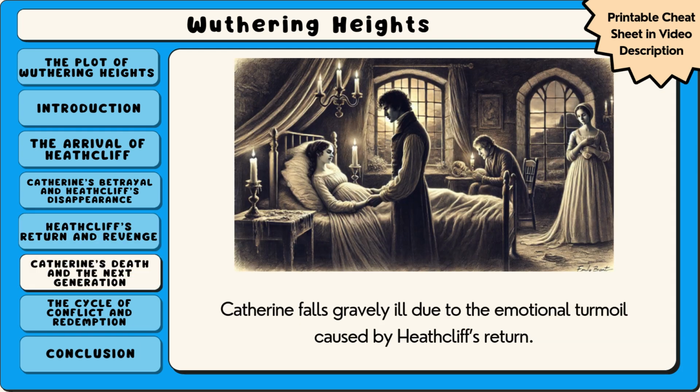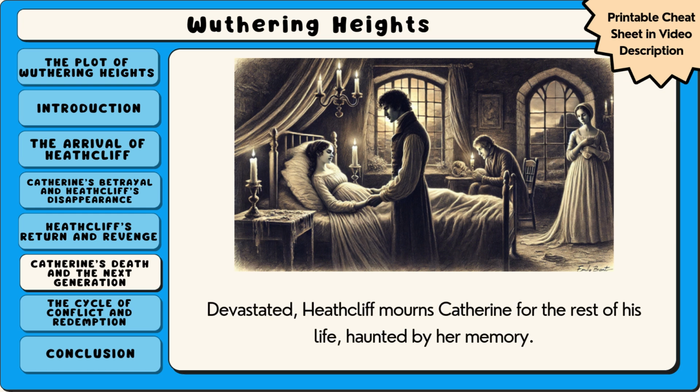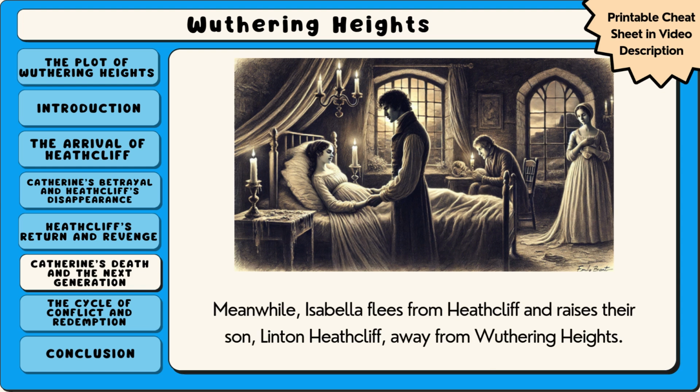Catherine falls gravely ill due to the emotional turmoil caused by Heathcliff's return. She dies shortly after giving birth to her daughter, Cathy Linton. Devastated, Heathcliff mourns Catherine for the rest of his life, haunted by her memory. Meanwhile, Isabella flees from Heathcliff and raises their son, Linton Heathcliff, away from Wuthering Heights.